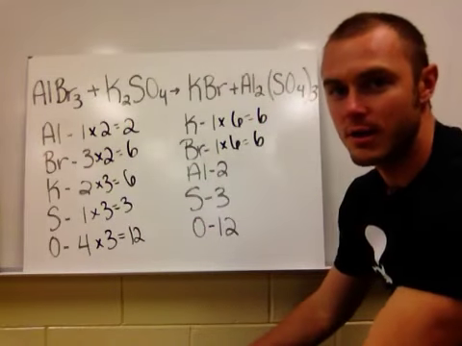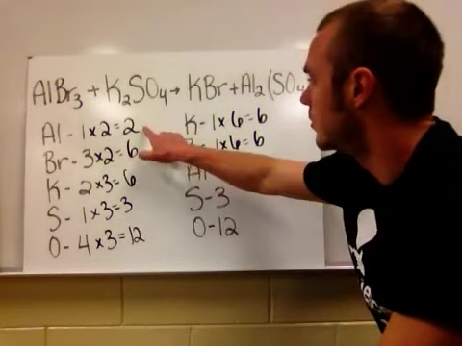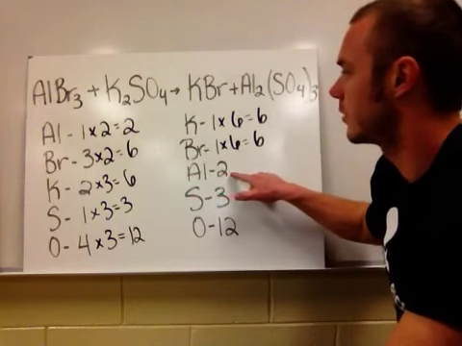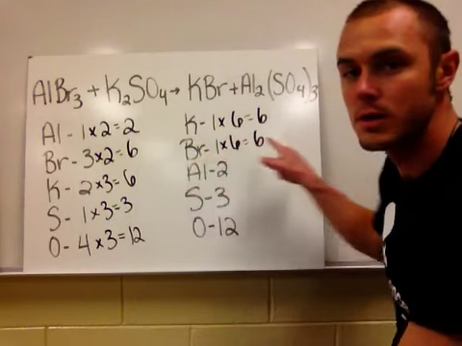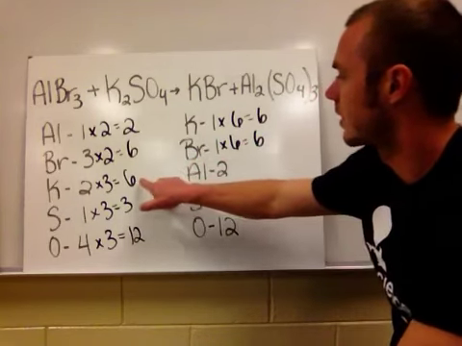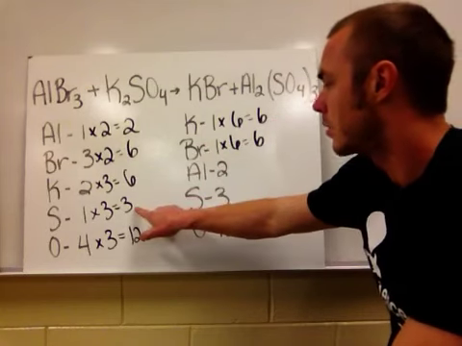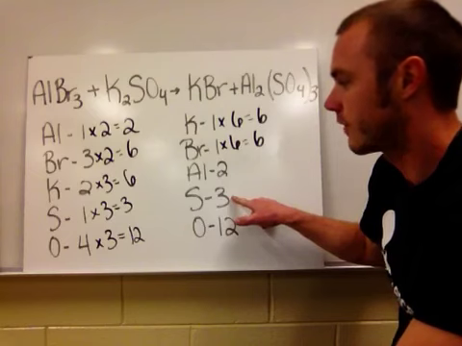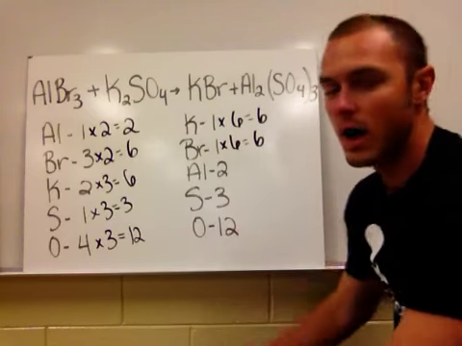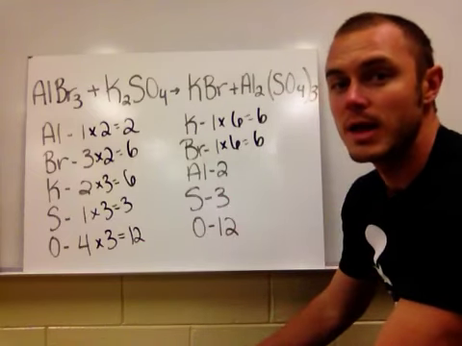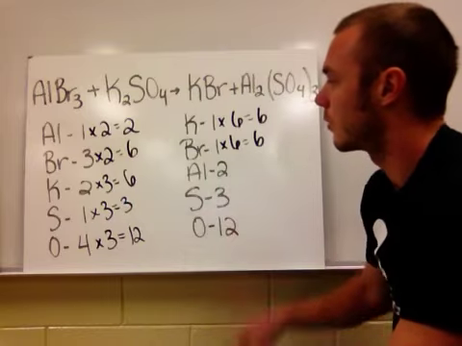Okay, count our atoms up again. Aluminum is 2, aluminum is 2. Bromine is 6, bromine is 6. Potassium has 6, potassium has 6. Sulfur has 3, sulfur has 3. Oxygen is 12, oxygen is 12. So now all the atoms are where I need them to be.